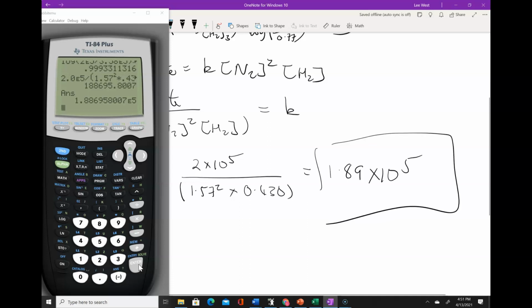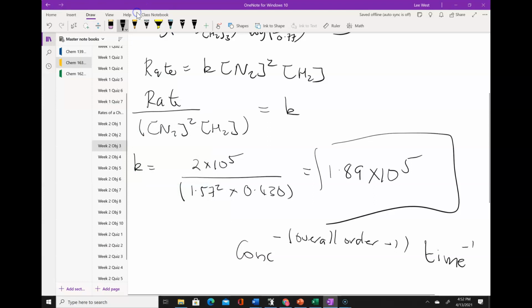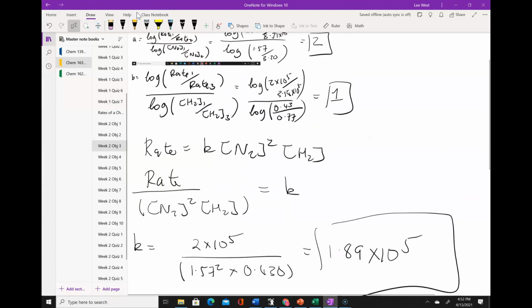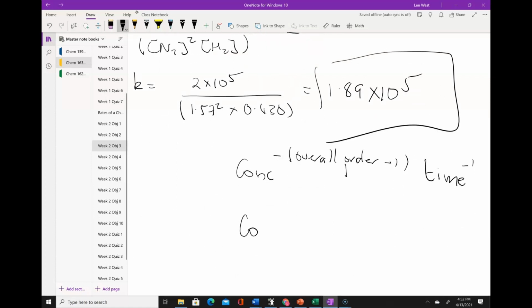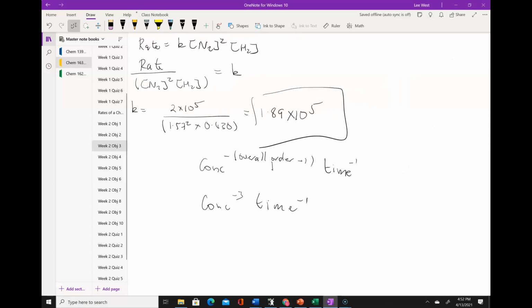There we go. Now I do need to figure out the units here. So it's always going to be whatever my concentration units are, raised to the power of negative the overall order minus 1, multiplied by time to the minus 1. Now in my case, the overall order 2 plus 1 is 3. So it's going to be concentration to the minus 3, time to the minus 1. And then I just have to look and see what my concentration and time terms are.